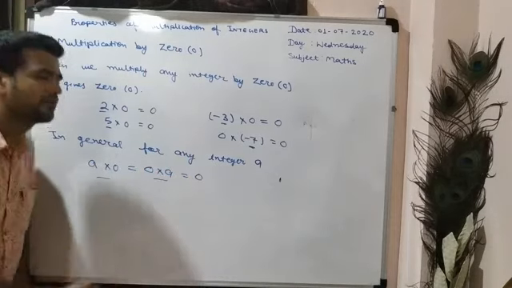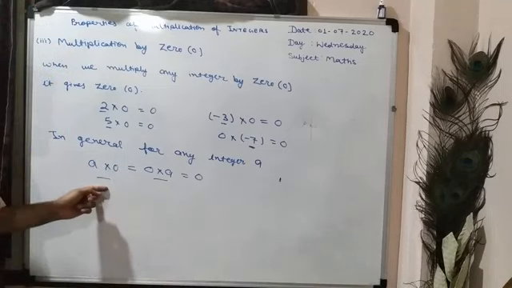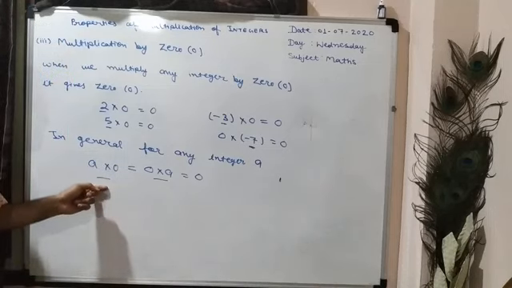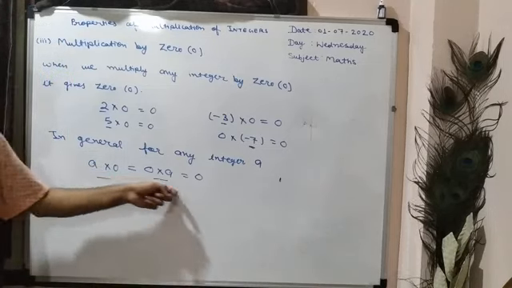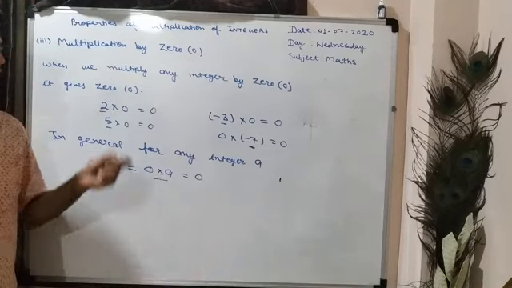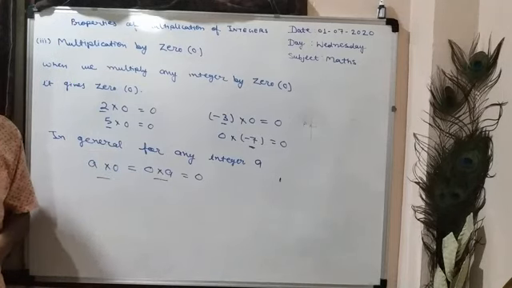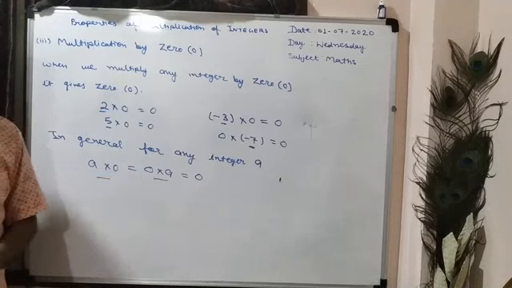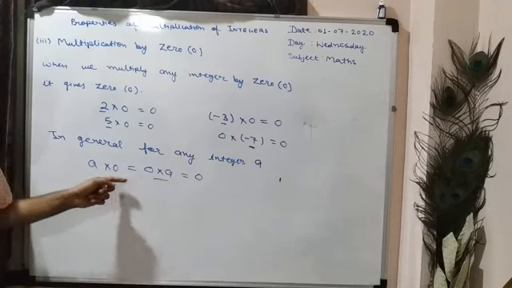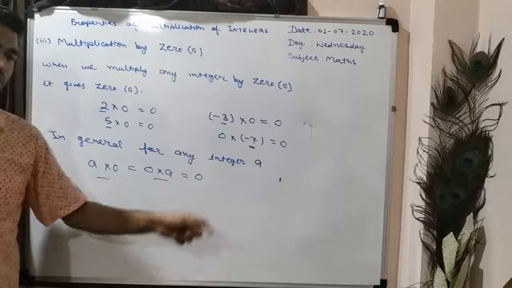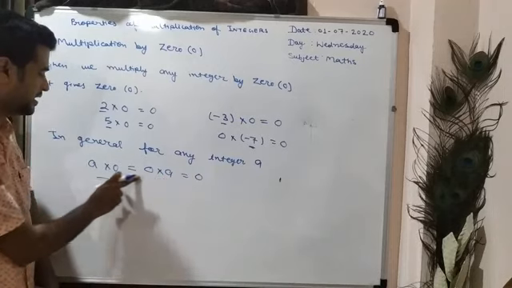Here and here, what we are doing is just changing the sequence, just changing the order: a into 0 or 0 into a. As we have already studied the commutative property, that's why we can change the order. So a into 0 is equal to 0 into a, which is equal to 0. This is the third property.